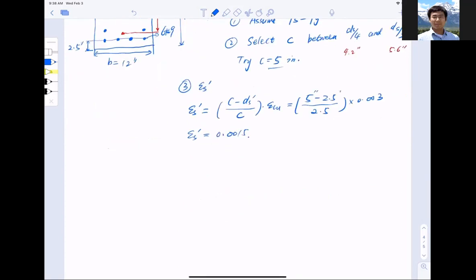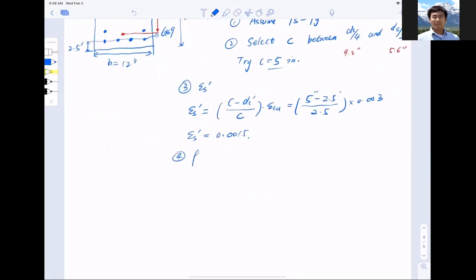Okay, and now I can move forward to compute my stress in the compression side. Fs prime equal to Es multiplied by epsilon s prime, Es equal to 29,000 KSI, pretty huge number, okay? Professor, for step 3, shouldn't it be 5 minus 2.5 over 5? Oh, sorry, you're right. Thank you so much for the correction. Is that good? Yep. Alrighty, thanks a lot.